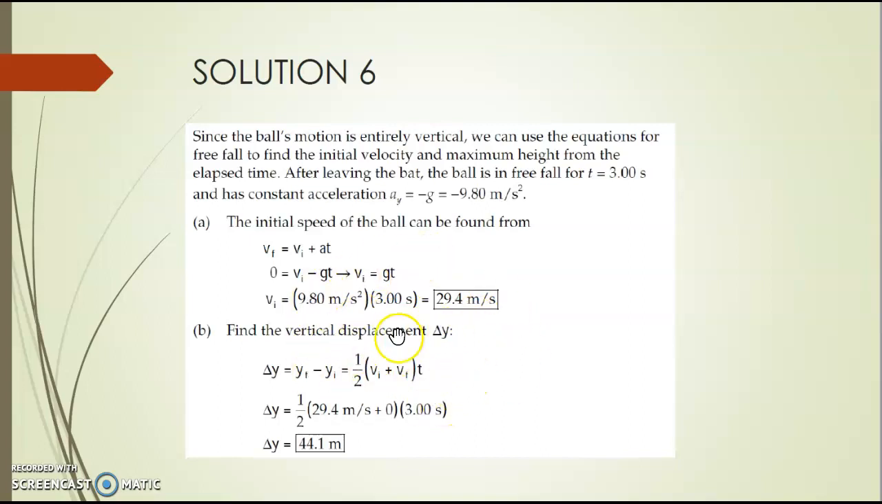Now, find the maximum height. Using this formula, why do we use delta y instead of delta x? Because we are talking about a vertical displacement. But we still have the same working formula; we only change x to y. So here's our working formula, and we get our change in vertical displacement as 44.1 meters. As you see here, Vf is still 0.